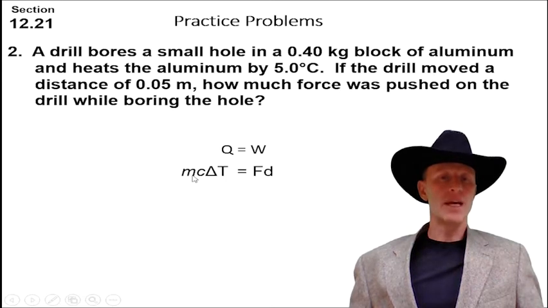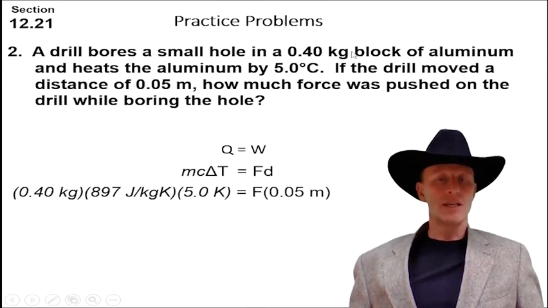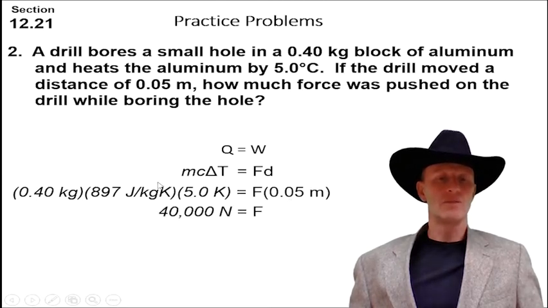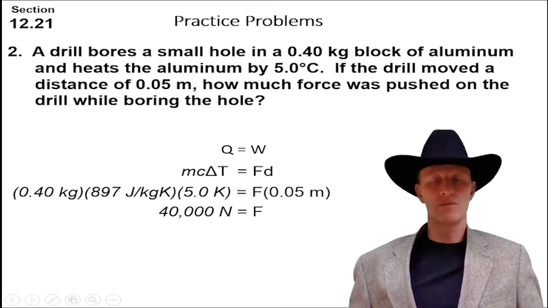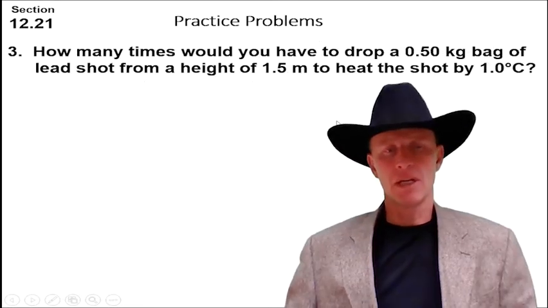This would be the mass of the aluminum block times the specific heat of the aluminum block times the temperature change of the aluminum block. And that equals the force times the distance. So when you multiply those three and divide, we end up with 40,000 newtons. All right, let's look at another problem.